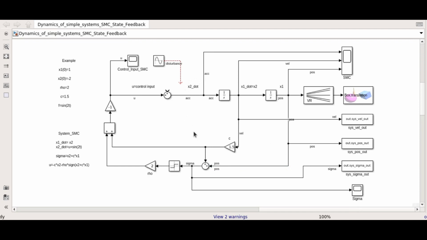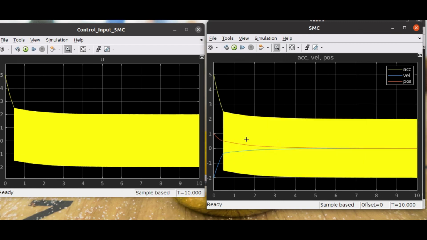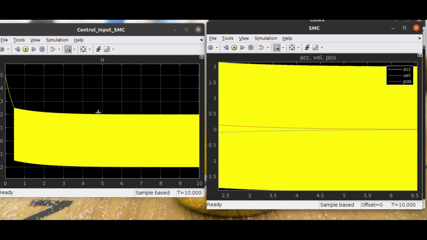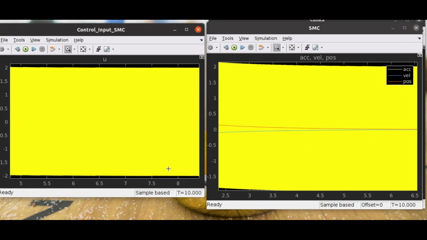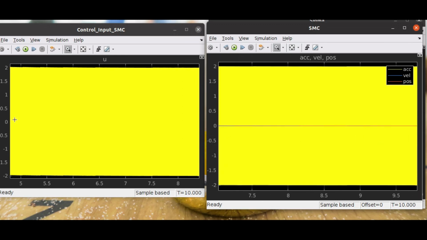The sigma now has become negative. Thus the input force u will be plus rho, and this continues. This is the reason we see a high frequency chattering in the input, because it is varying between plus rho and minus rho. And the same will be reflected in the change of velocity also. Having a disturbance will only be an add-on to the total acceleration of the body and not the reason for the high frequency chattering.